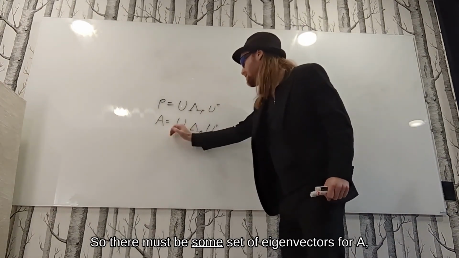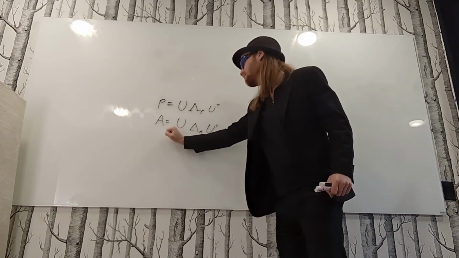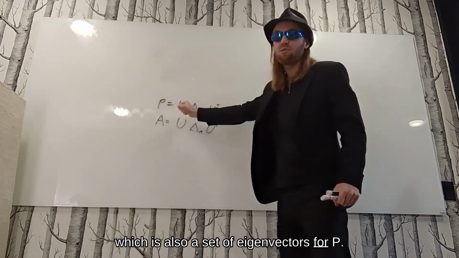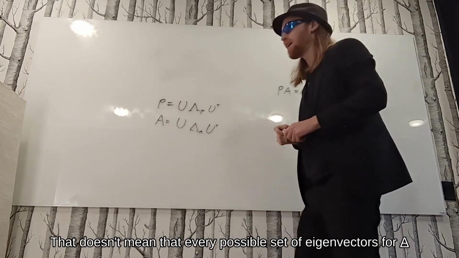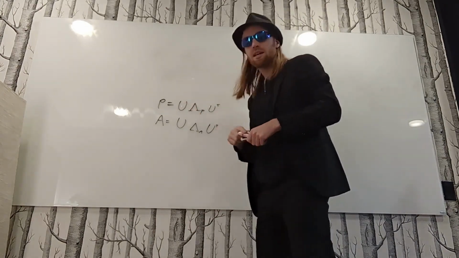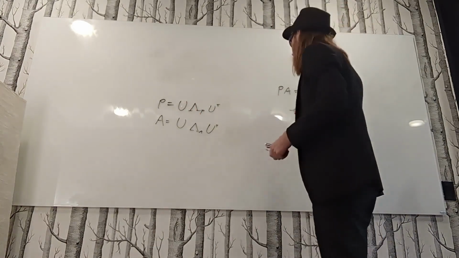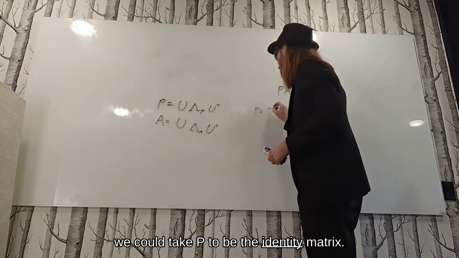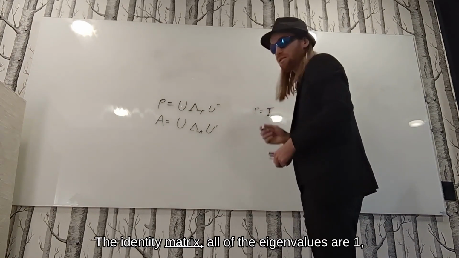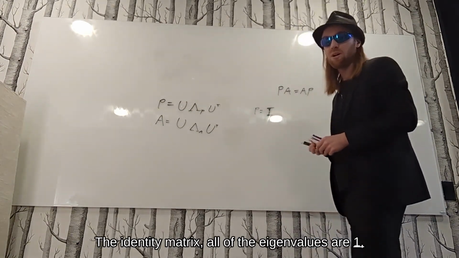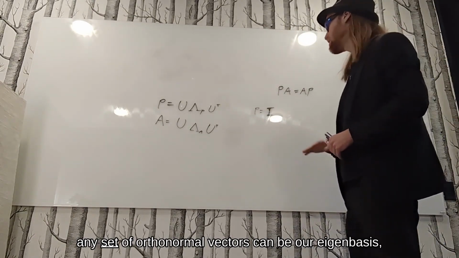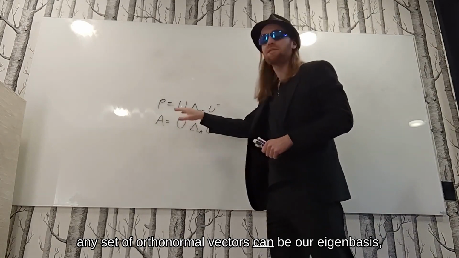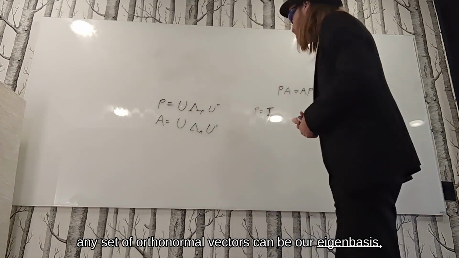So there must be some set of eigenvectors for A, which is also a set of eigenvectors for P. That doesn't mean that every possible set of eigenvectors for A is a set of eigenvectors for P. So, a trivial example of this: we could take P to be the identity matrix. All of the eigenvalues of the identity matrix are 1. They're all repeated, which means we can pick any eigenbasis we want. Any set of orthonormal vectors can be our eigenbasis.